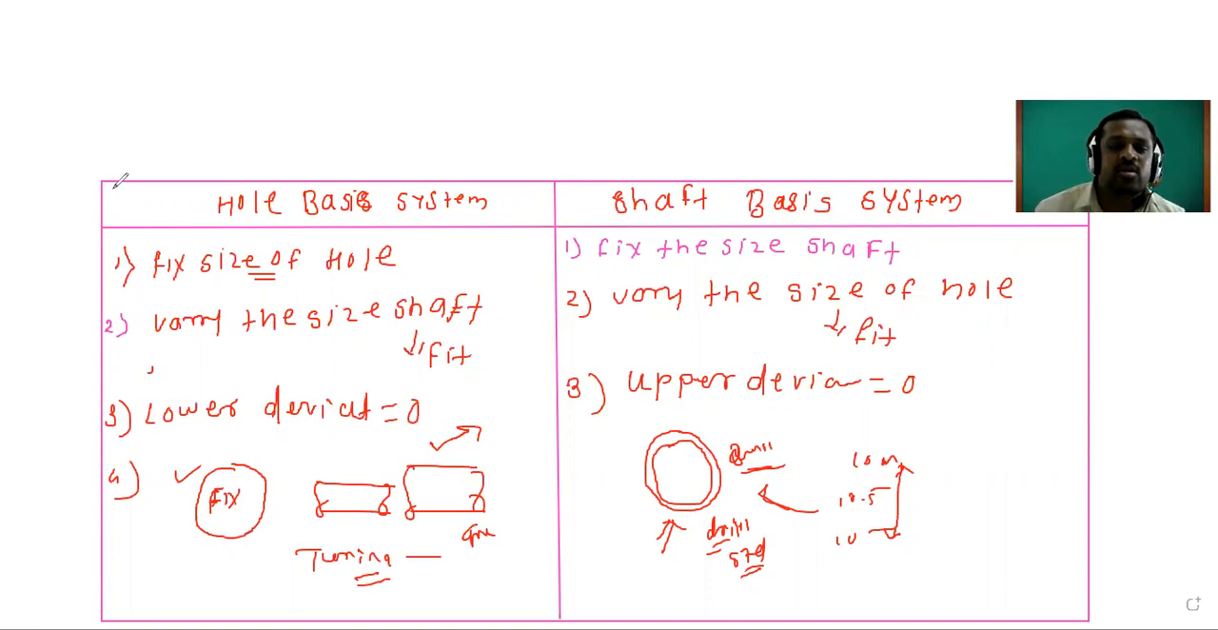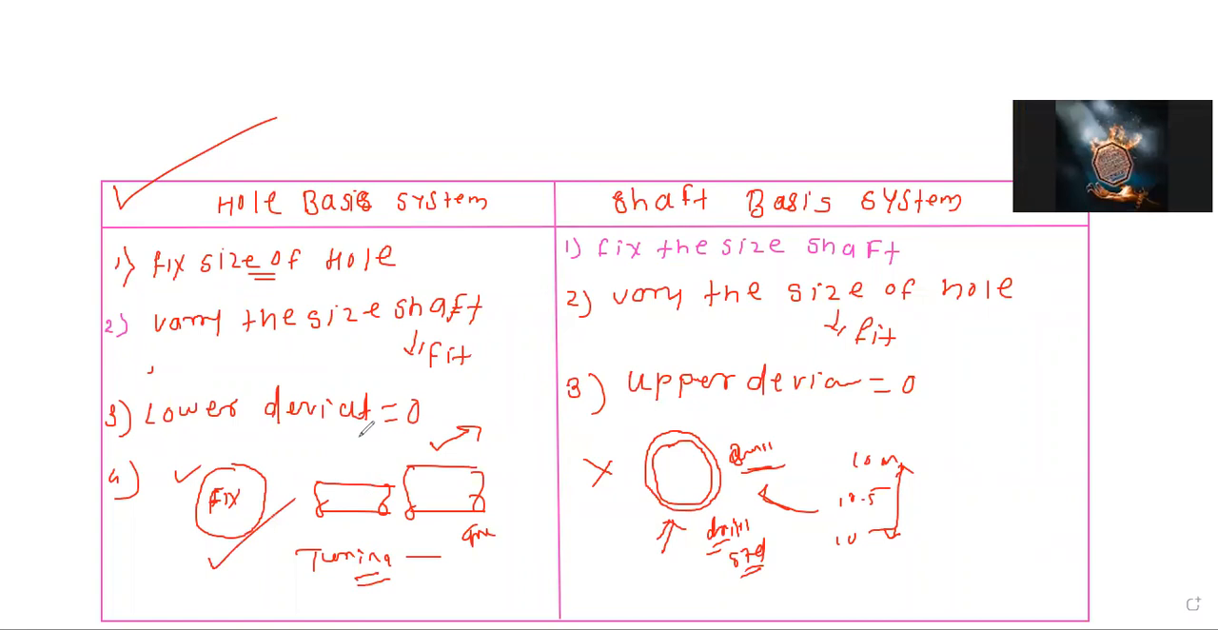So generally the hole basis system is preferred, because varying the size of the shaft is very simple, and in the shaft basis system varying the size of the hole is difficult. So generally the hole basis system is preferred. Okay, understood? Yes. So any doubt, any problem regarding this? Yes, please.